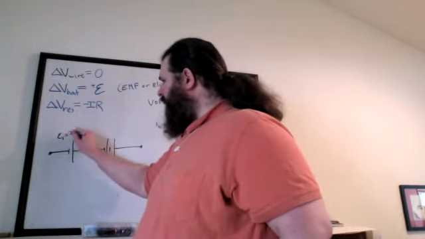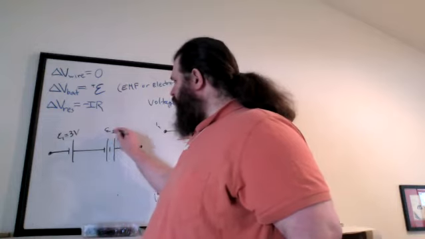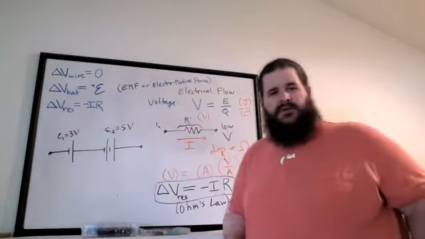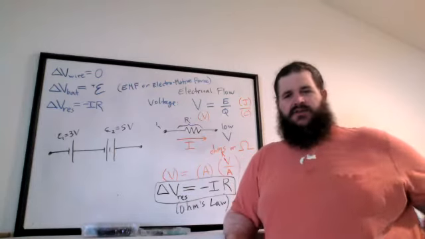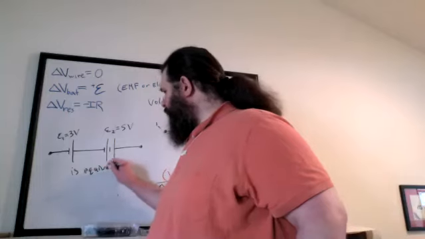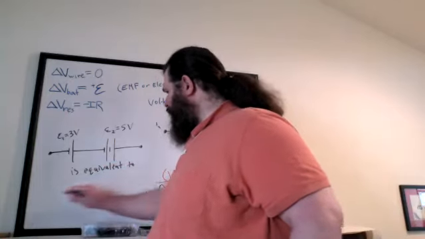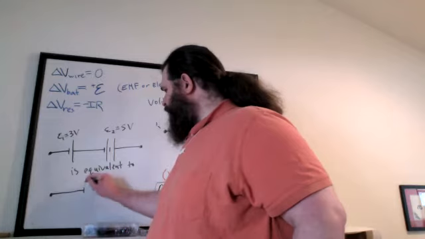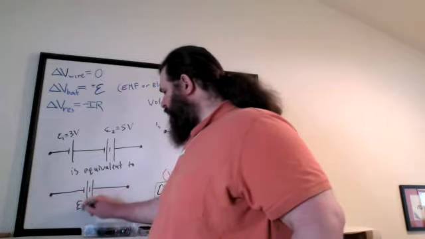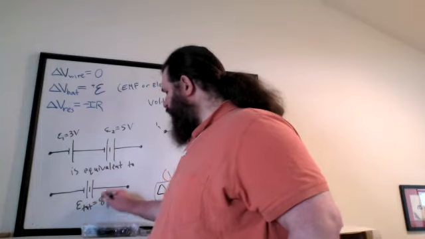epsilon 1 equals 3 volts, epsilon 2 equals 5 volts. You can treat this series of 2 batteries as equivalent to just one battery whose voltage is epsilon total equals 8 volts.